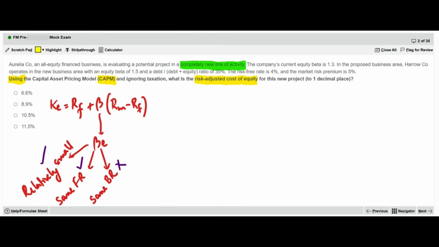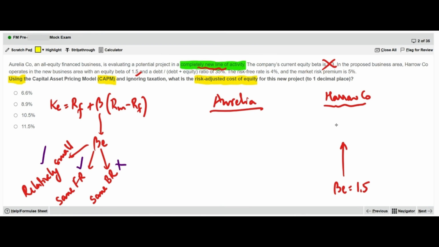Because if you go through the question here, we are entering into a completely new line of activity, which means we will need the assistance of getting the ungeared beta from the industry that we are going to enter. We have a company here in the new line of business, which is Harrow Company. They have given us the beta equity of that company, which is stated as 1.5. The existing beta equity of the Arulia could not be used. Why? We are entering into a new line of activity. We cannot take this 1.3, but our starting point is going to be this 1.5 of the Harrow company, from which we will find out the beta asset.